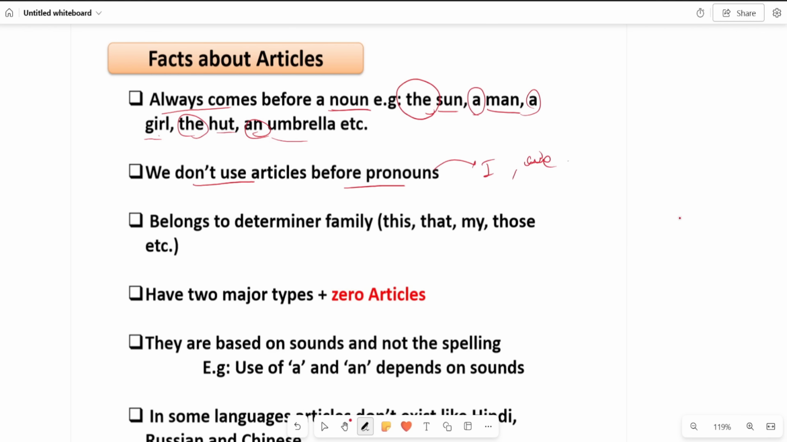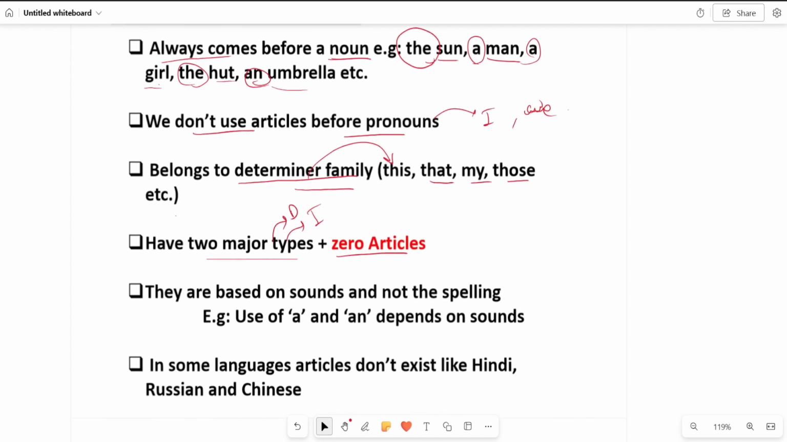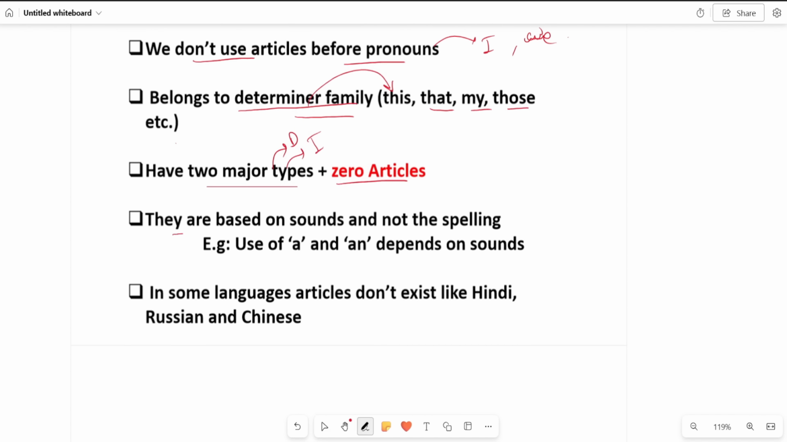Then articles belong to the determiner family. What are the determiners? Now see here: this, that, my, those, etc. They are all determiners. So our articles belong to the determiner family. Then in English we have two major types of article, that is definite and indefinite, right? We have already studied definite and indefinite articles. Plus with that we have zero articles as well. Today we have to study that only. Now see, they are based on sounds, very important, and not the spelling.